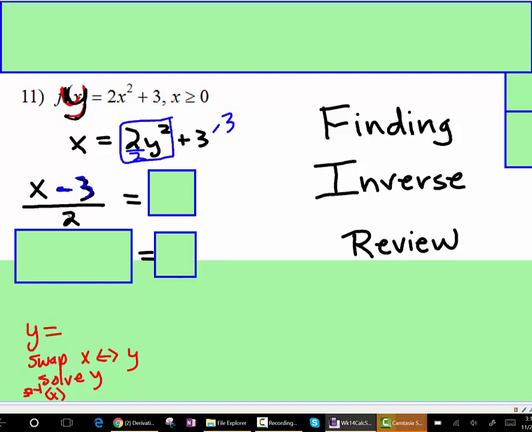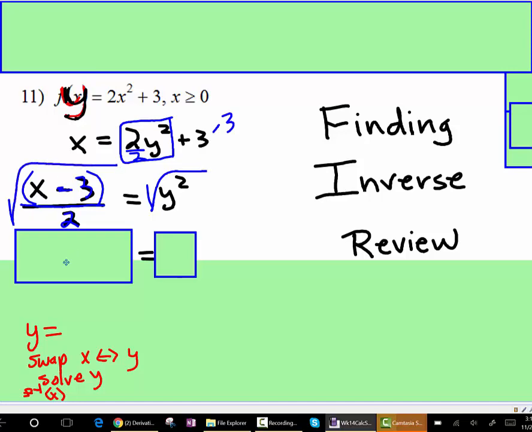So divide by 2, and when you divide by 2, you divide it by the entire thing, right? So if it helps, do this. And that leaves y squared. Well, what's the undoing of y squared? Yep, taking the square root of both sides.